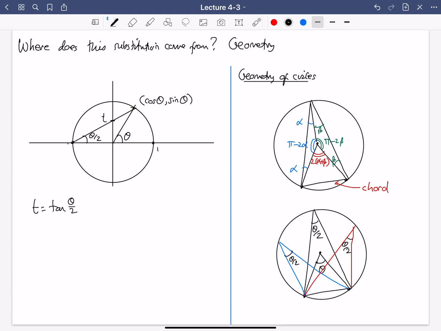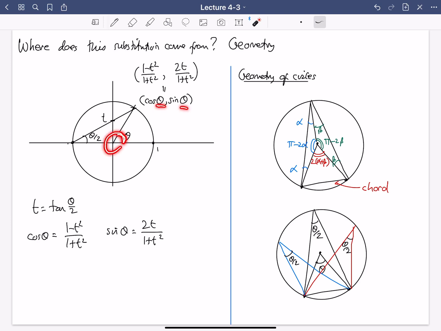So let me see, we just showed that cos theta is 1 minus t squared over 1 plus t squared, and sine theta is 2t over 1 plus t squared. We just used the double angle formula to do that on the previous slide. So instead of the moving point being cos theta, sine theta, we can write it as 1 minus t squared over 1 plus t squared, 2t over 1 plus t squared. And instead of having it being parameterized by theta, this angle that's moving around, it's now parameterized by this number t, which is this number moving up the y-axis.